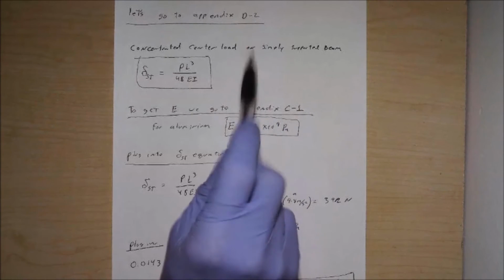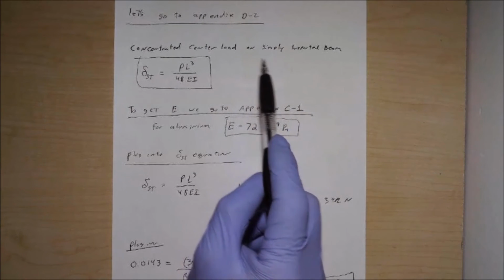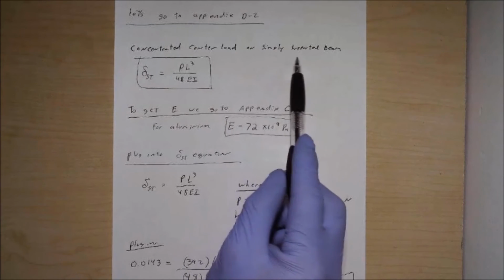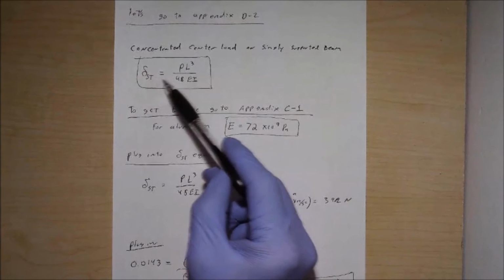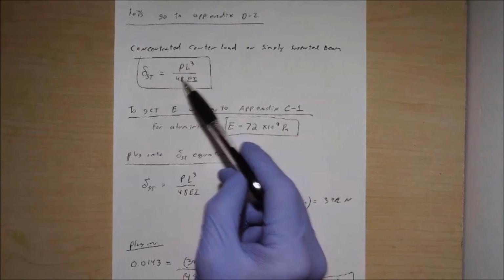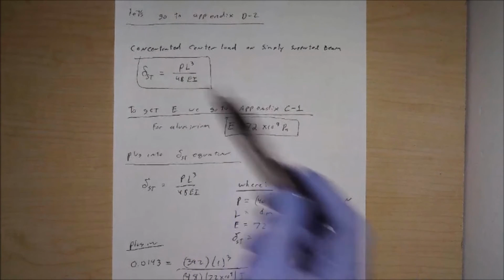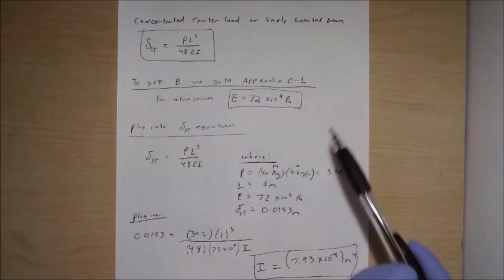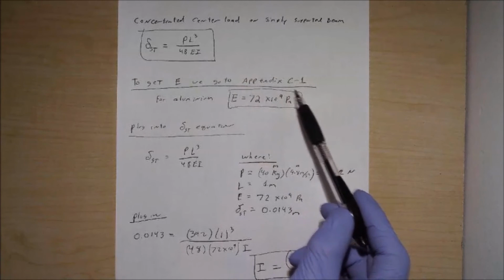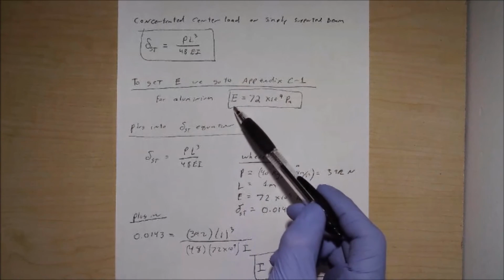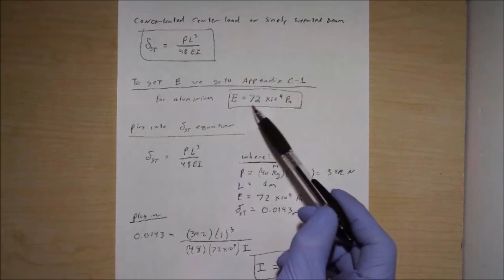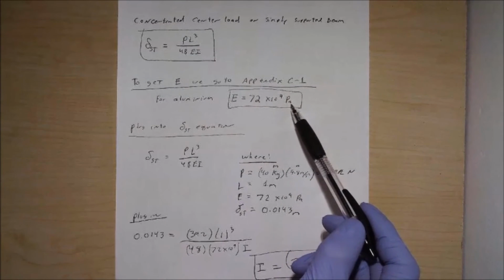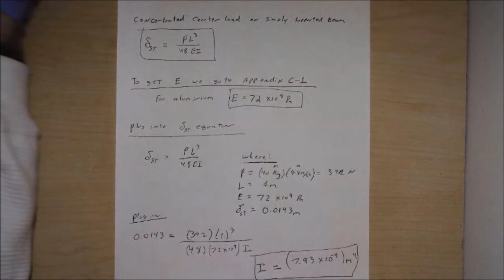So from that Appendix D1, we now have our equation for the maximum deflection for a concentrated center load of a simply supported beam. So our delta ST is equal to PL cubed over 48 EI, where we realize we're still going to need to get our E value here. So that'll be the next step: we're going to go to Appendix C1 for aluminum to look up our E value. And when we do that, our E is equal to 72 times 10 to the 9th pascals. So let's take a look here and head over to that Appendix C1.